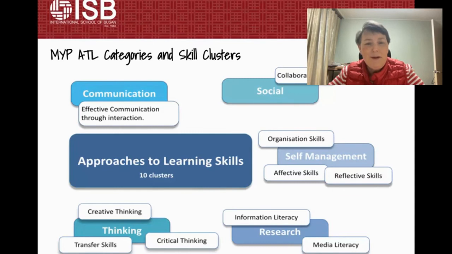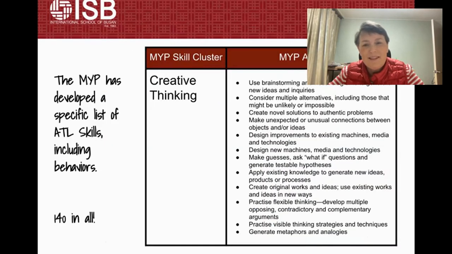The MYP has a very extensive list of ATL skills. In fact, there are 140 in all. I'm not going to go through all of them. I thought, however, I would focus on some specifics in the creative thinking skills. We tell kids to think, we tell them to be creative, but we can't assume that they know what that means. We have to show them, what does a creative thinker look like? What does a creative thinker do?